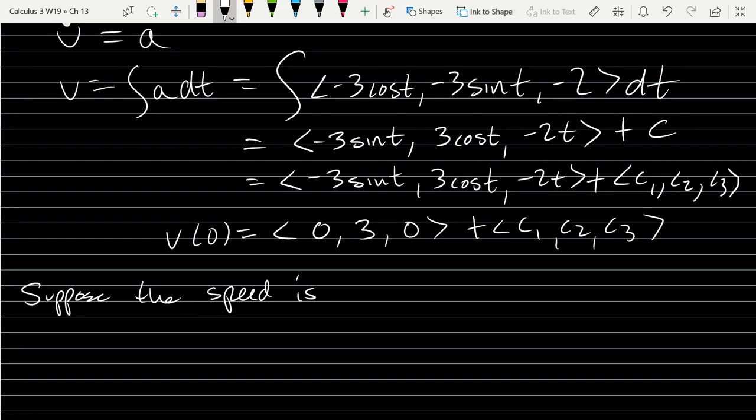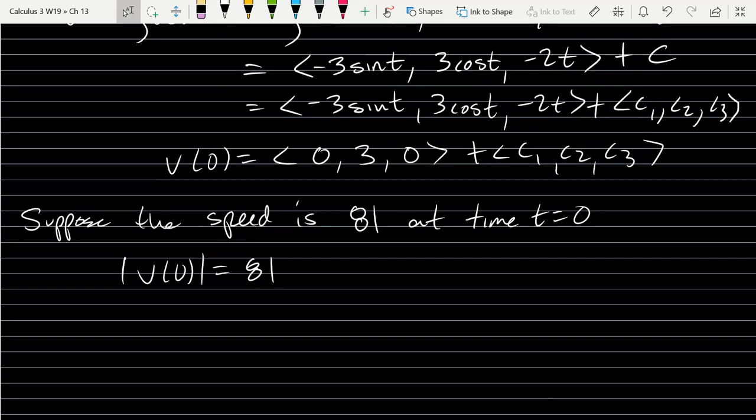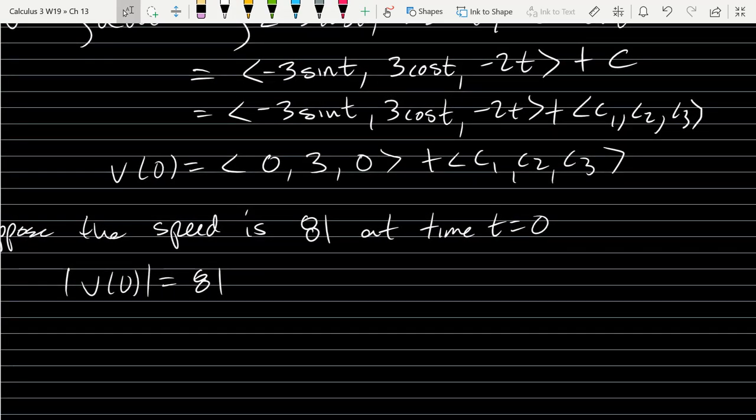So let's suppose the speed is 81, whatever units we're measuring in. We never said what units, so that'll be units per second, or whatever unit per time. We'll just say the speed is 81 at time t equals 0. All right, how do I relate speed to velocity? Magnitude. So this tells us the magnitude of the v0 is 81. And the magnitude's pretty easy to compute. Oh, I think we need to know more information than that. That's going to be too hard to compute.